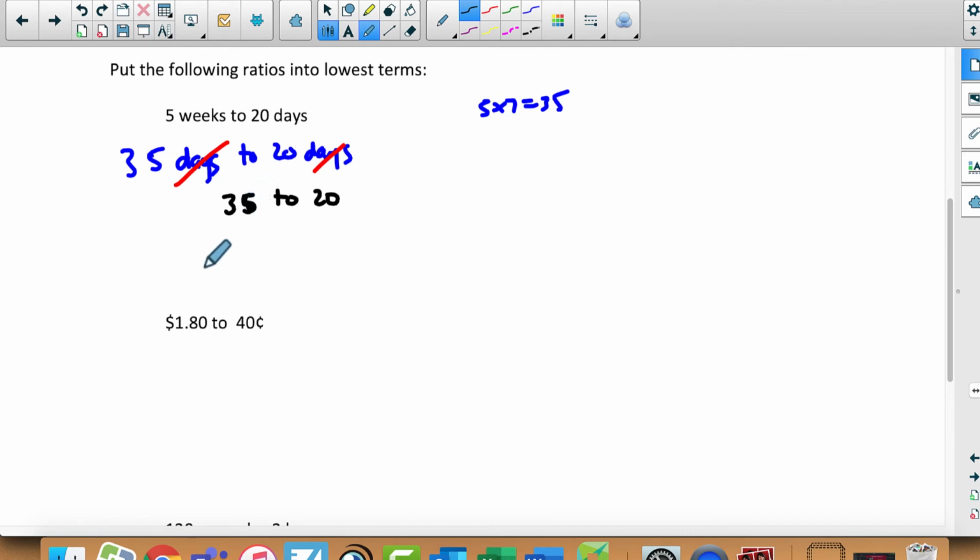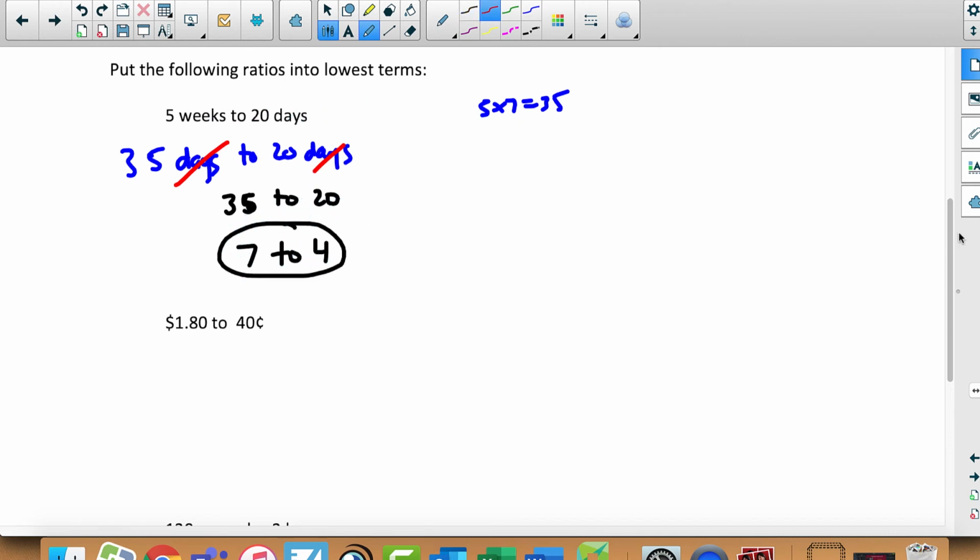What can you divide them both by? Well, look, ends with 5, ends with 0. It's that magical 5 again. Divide them both by 5. 35 divided by 5, 7. 20 divided by 5, 4. Okay, 5 weeks to 20 days. It's a ratio of 7 to 4.